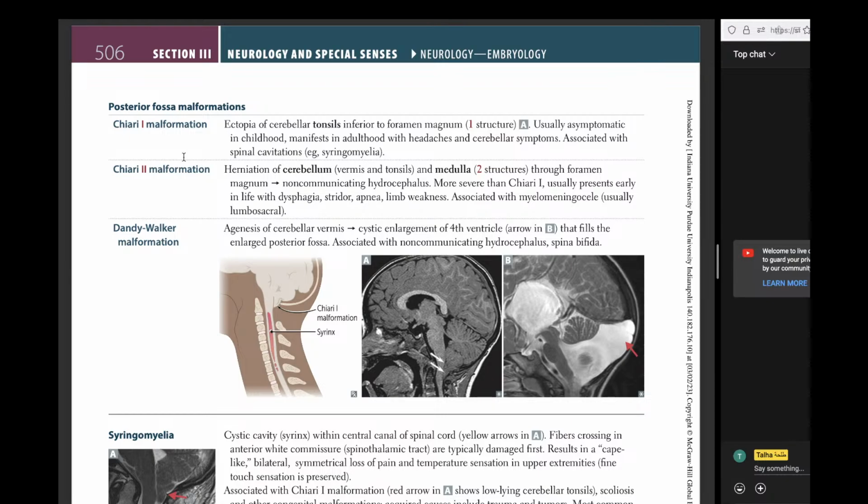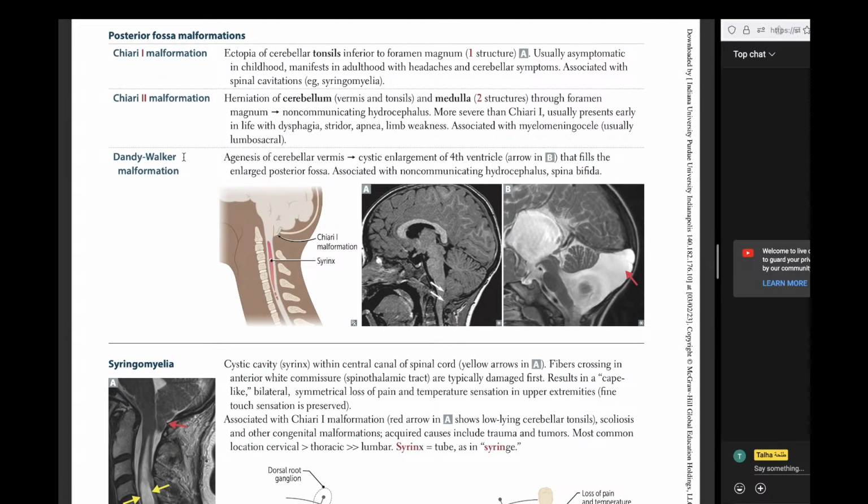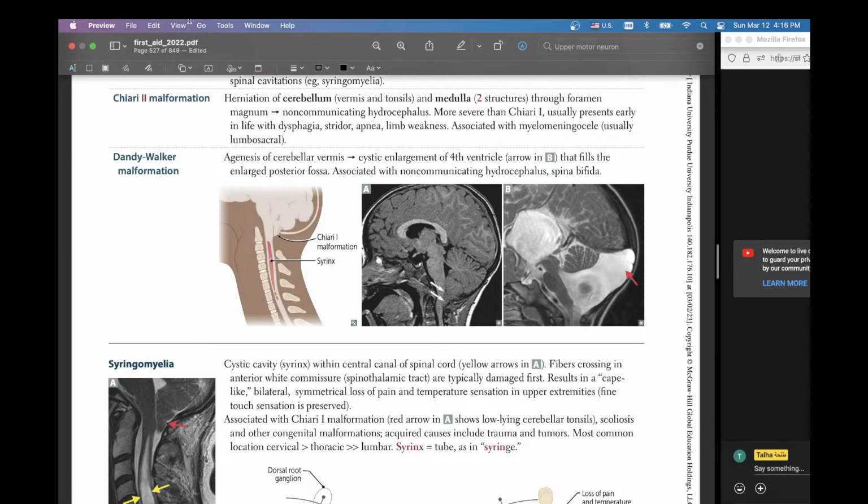So it's two structures: cerebellum and medulla, through the foramen magnum. It leads to non-communicating hydrocephalus, more severe than Chiari 1, usually presents early in life with dysphagia, stridor, apnea, and limb weakness, associated with myelomeningocele, usually lumbosacral. Then we also have Dandy-Walker malformation. This is agenesis of the cerebellar vermis leading to cystic enlargement of the 4th ventricle that fills the enlarged posterior fossa, associated with non-communicating hydrocephalus and spina bifida.